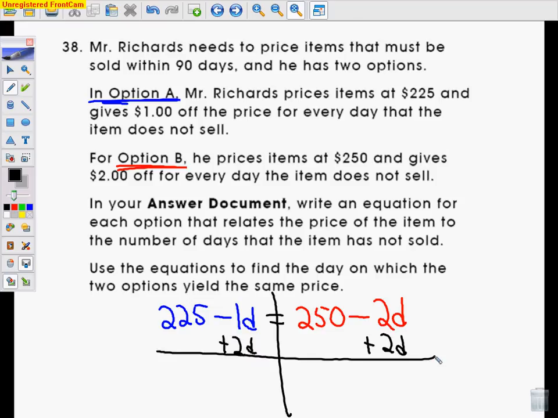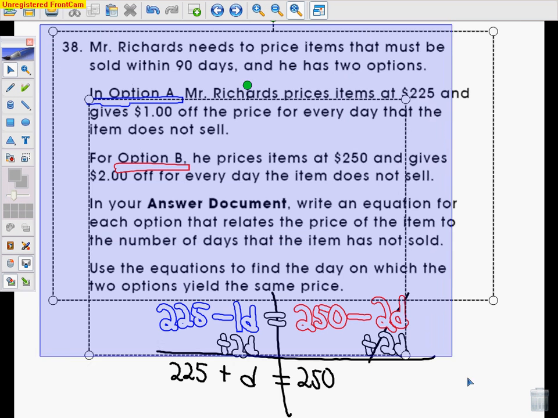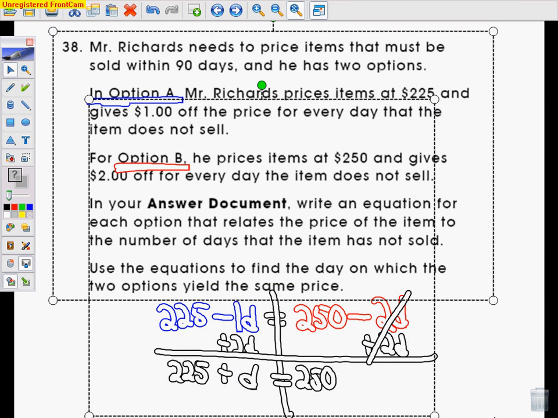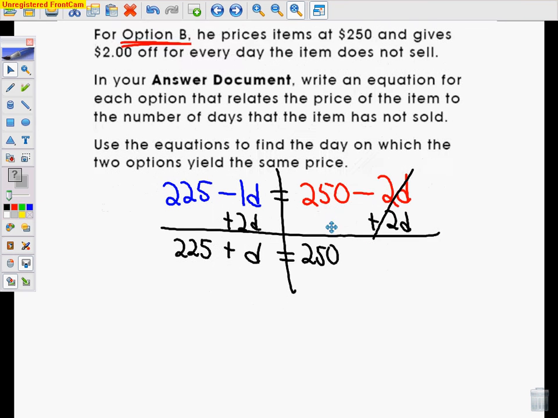So that would give you 225. We're just going to bring that straight down. Negative 1d and positive 2d add together to become a positive 1d, or just d, you could put. And that equals 250 on this side. And the 2d and the negative 2d cancel out. All right, I'm going to move this up a little bit, hopefully. Let's see if this works. Okay, good.